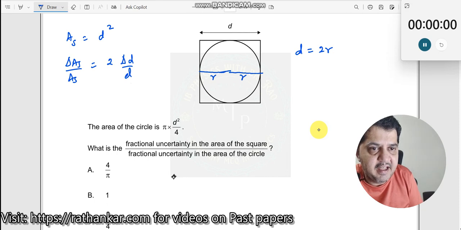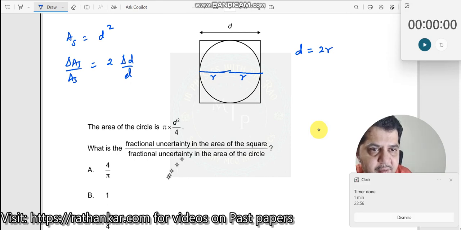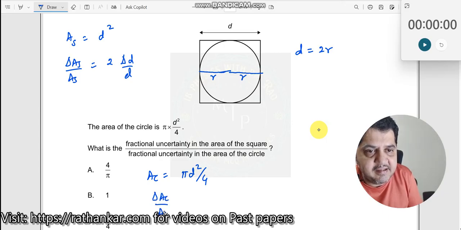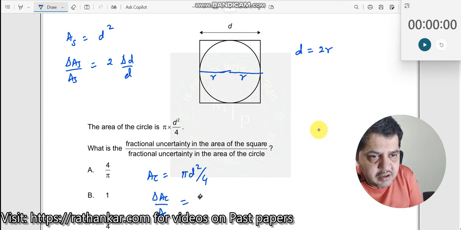In a similar way, what do I get for the uncertainty in the area of the circle? The area of the circle is equal to pi d square divided by 4. So I can also write delta Ac by Ac is equal to 2 times delta d divided by d, because pi and 4 are constants.